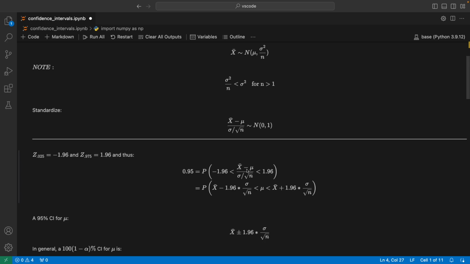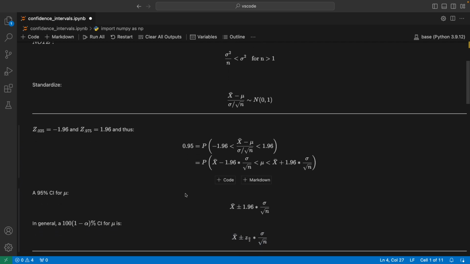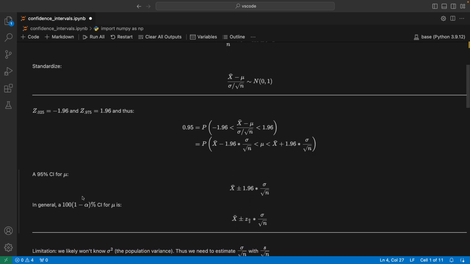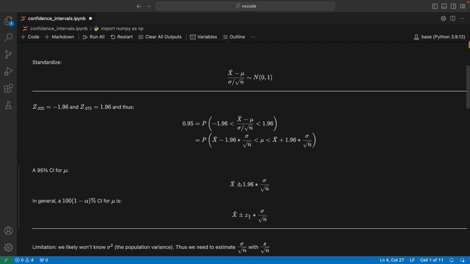And if we go ahead and solve this for mu, I'll let you do the algebra, we now basically have a way to trap mu. So we're saying that the probability that mu is between these two quantities is equal to 95%. Now, that's not going to be exactly how we interpret the confidence intervals, but for the purposes of deriving the confidence interval, this is the way that we want to think about it. So based on this, a 95% confidence interval for mu is equal to x bar, the sample mean, plus or minus 1.96 times sigma divided by the square root of n.